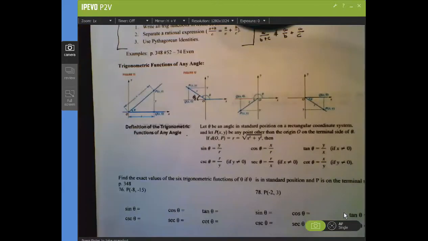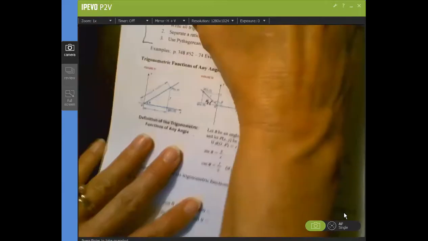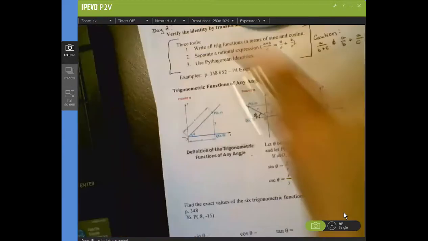Let's see how we're going to use this on a few problems. And I think you have room to write on your notes here. Sorry.